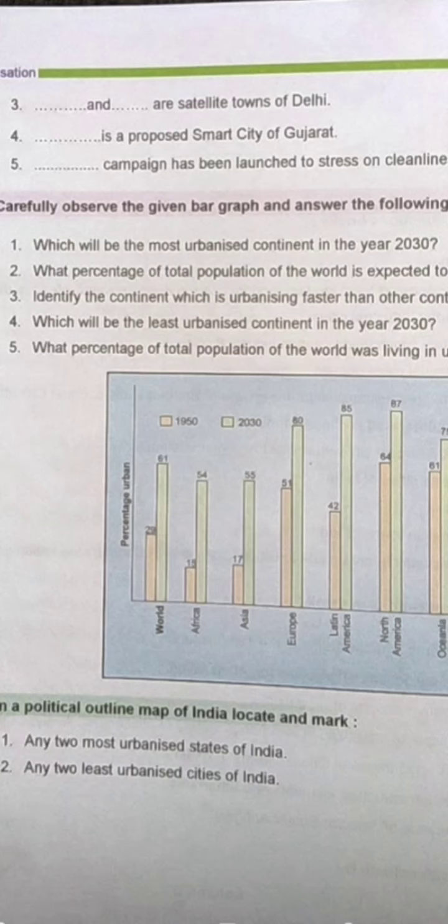Please make a change again. Instead of cities, write states. So, the two least urbanized states are Himachal Pradesh with 35% urban population, and Bihar with 34% urban population. So with this, I come to the end of this video, and children, please note down the long answer questions in your copies. The rest of the exercises may be done in the book itself.